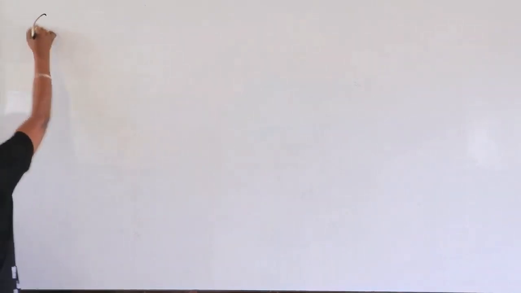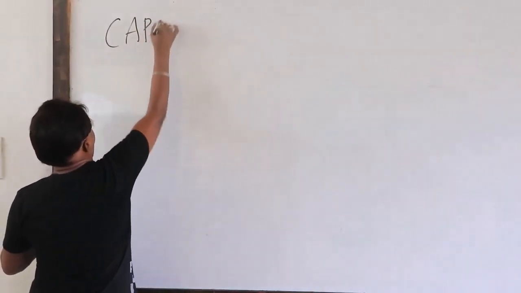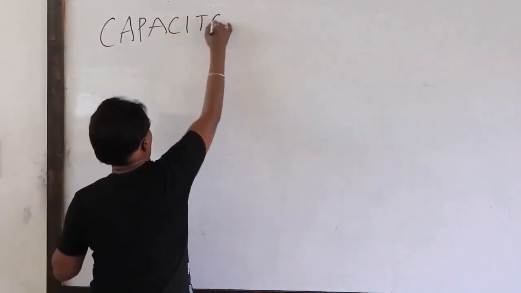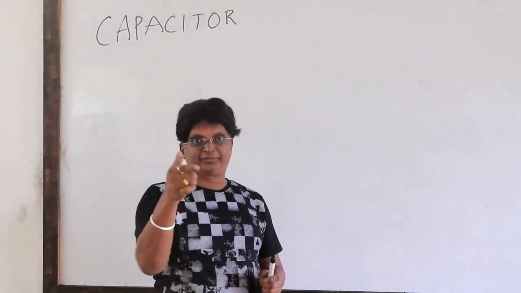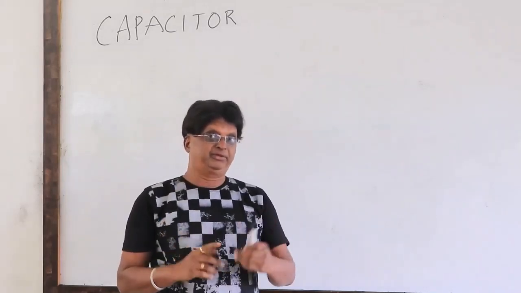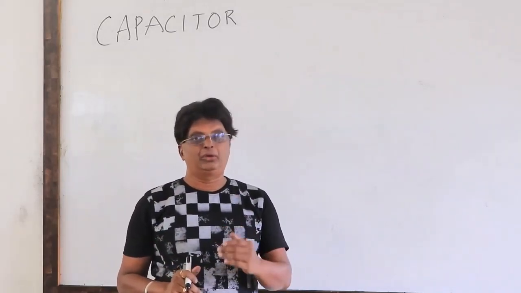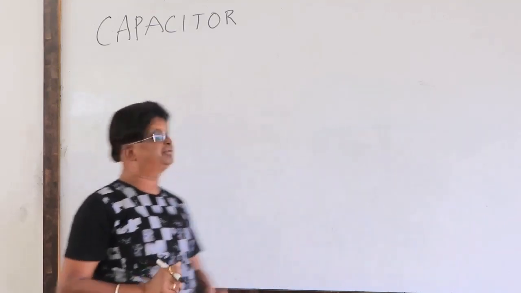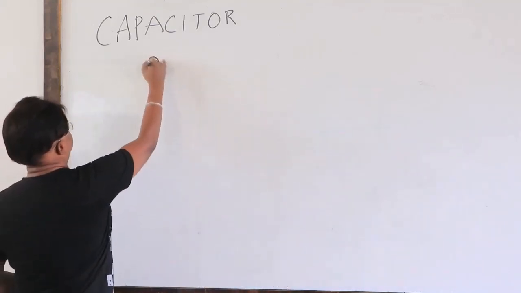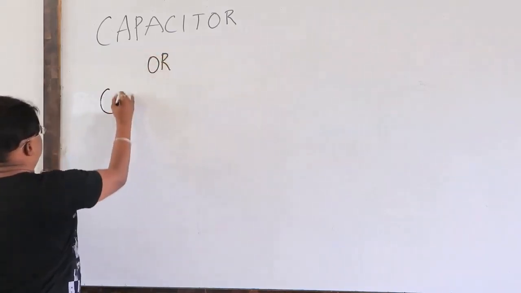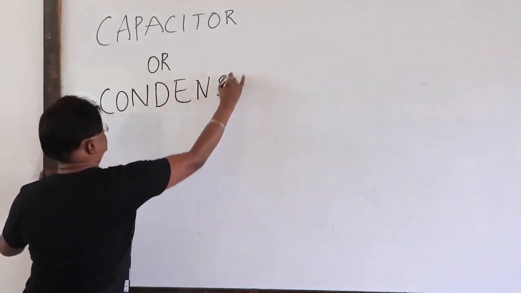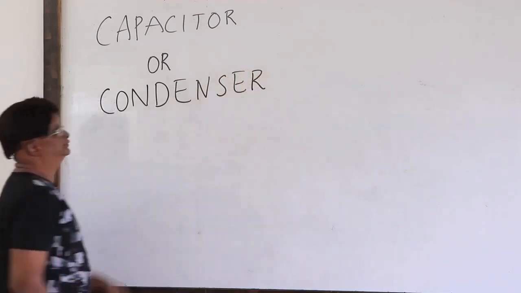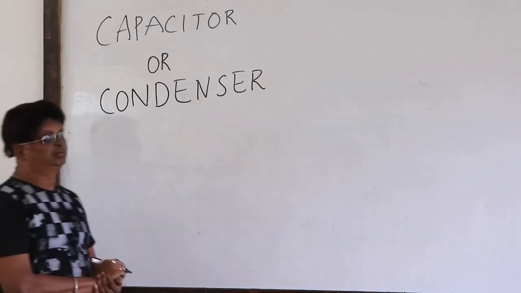Now, the term that I have used here is capacitor, C-A-P-A-C-I-T-O-R. Whatever expression that we have discussed yesterday was for a conductor, but now this is capacitor. Otherwise, the alternate term that we use is condenser. So these are the terms that come across.